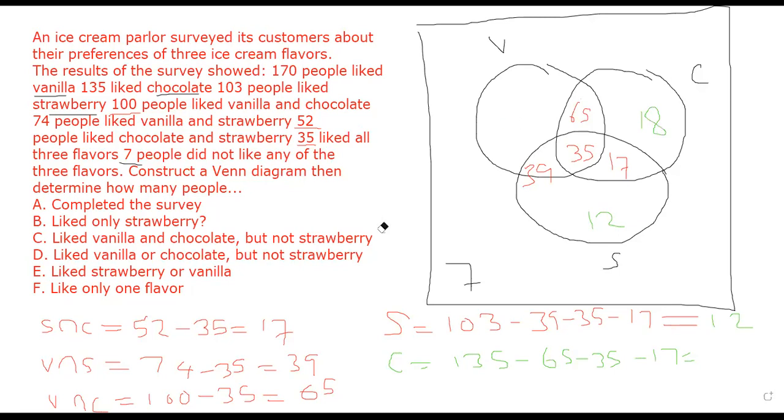All right, then we go to finally vanilla. What are we taught about vanilla? 170 people liked vanilla. So vanilla is good. 170 minus what? Minus 65, minus 35, minus 39. Okay, we compute that. We're going to get a 31 there. And now we can answer, complete the survey.